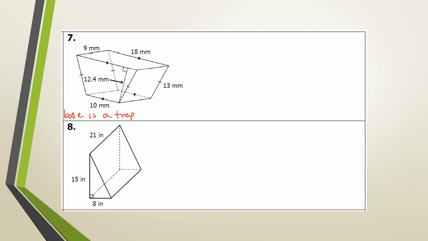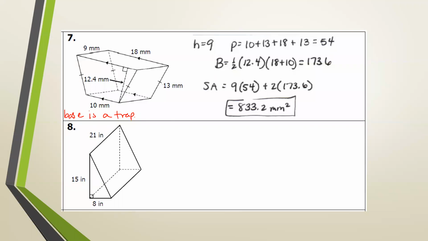Okay. Knowing that, try this one. Can you find the surface area of this prism? Try that now. So you should have gotten about 833.2. Your units are millimeters squared.